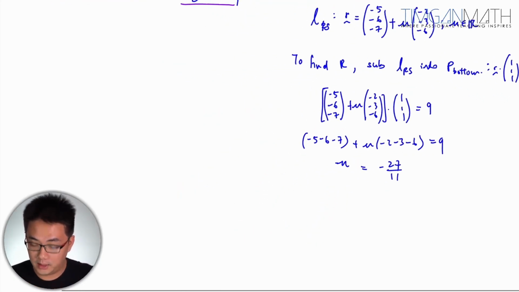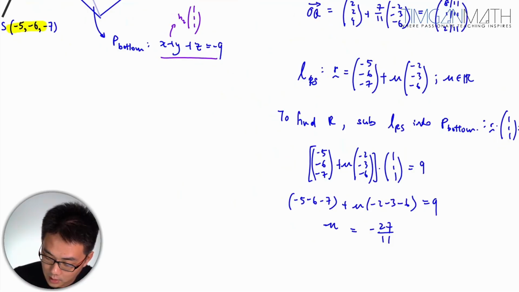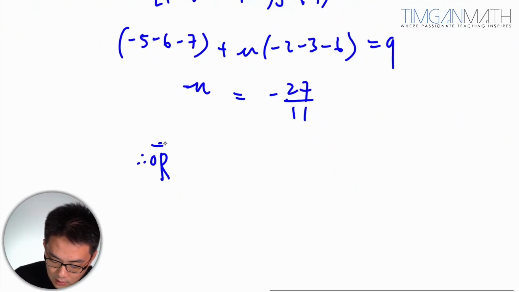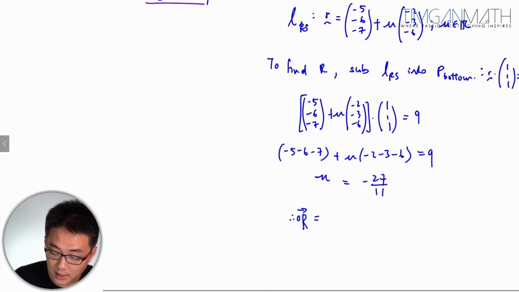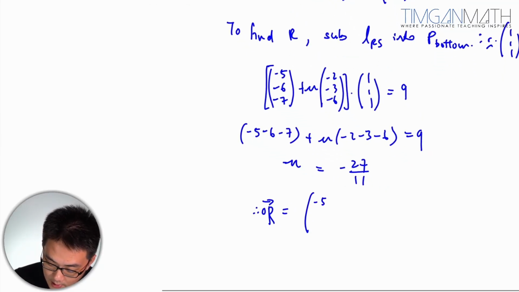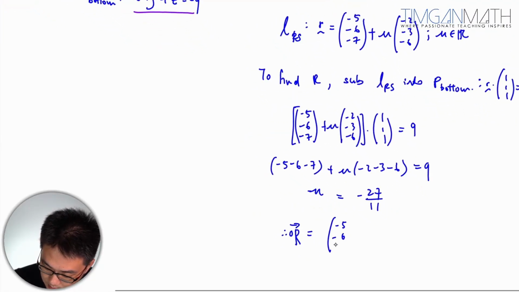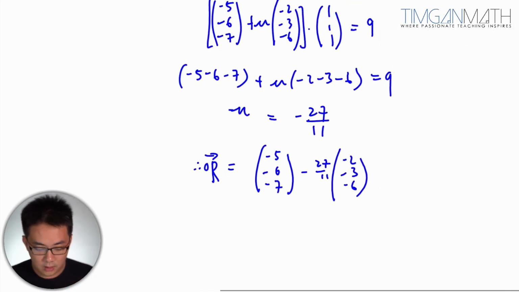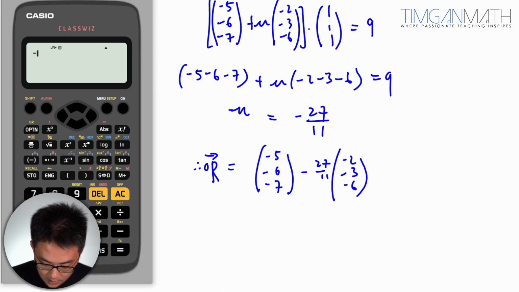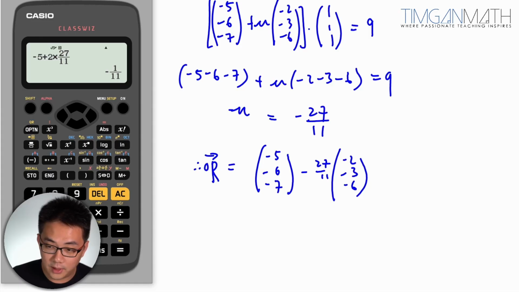Okay, then just key in. Hence OR would just be replaced into the line equation here: minus 5, minus 6, minus 7, minus 27 over 11, negative 2, negative 3, negative 6. Key in the calculator. Similarly, this will be negative 5 plus 2 times 27 over 11, negative 11, negative 1 over 11. Something is wrong. Let me see.